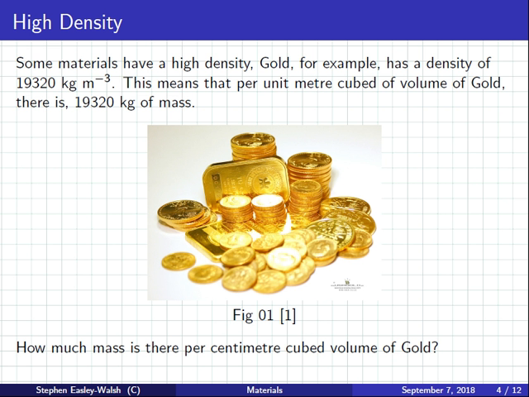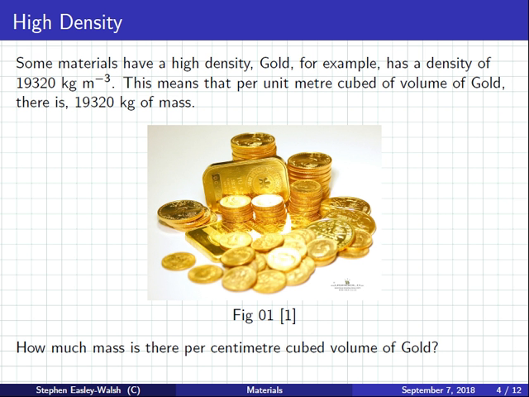Got an answer? No. It's the same. Not night. No. Ben, do you have an answer? Yeah. 19. 19.32 grams per centimeter cubed. Okay, Ben got it. You two look confused.